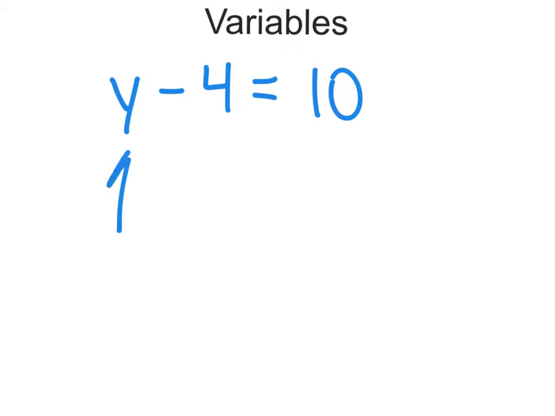Here's one more example of a variable. Y minus 4 equals 10. That's an interesting one. Y minus 4 equals 10. So let's say that Y represents yo-yos.